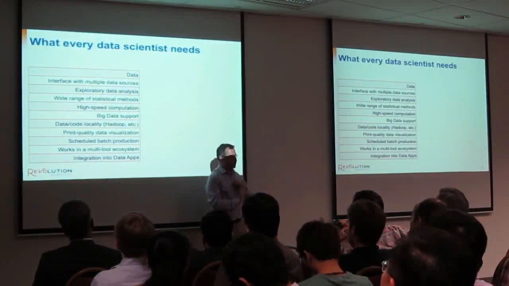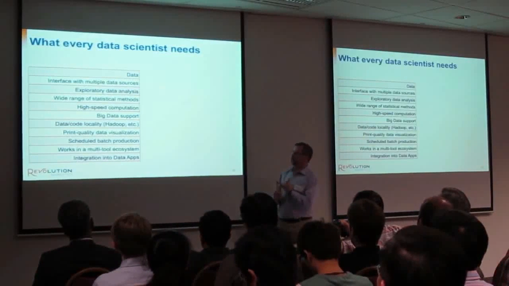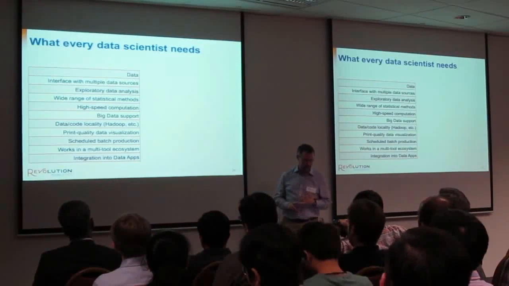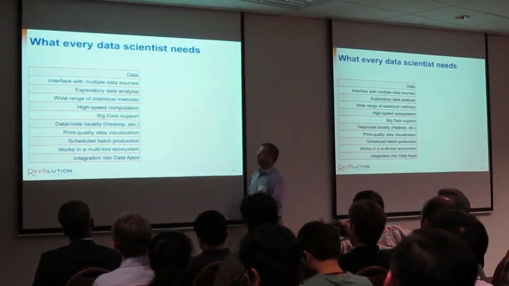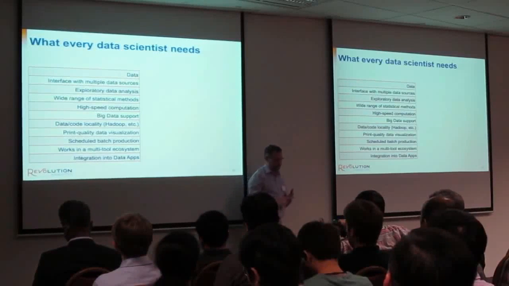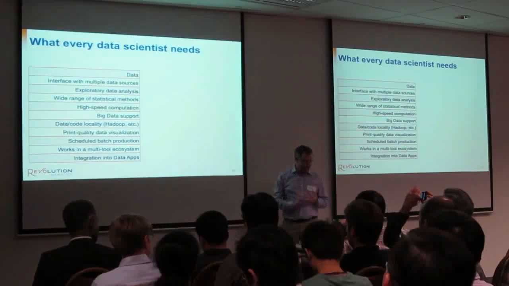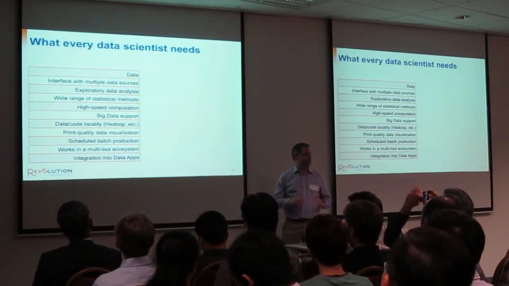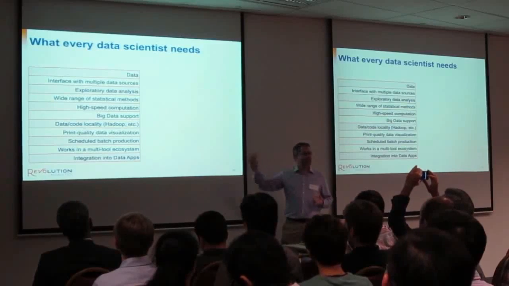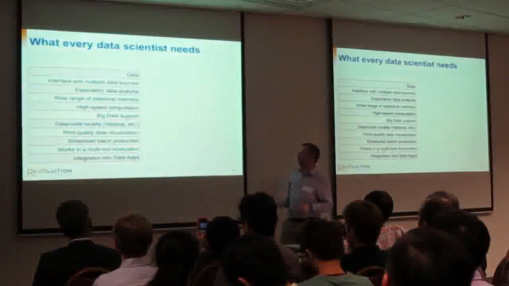So to summarize, what does a data scientist need? Data scientists need data, obviously, but importantly need to be able to interface with lots of different kinds of data sources. A data scientist needs to be able to do exploratory data analysis, get their hands to work with the data, see what's in there. Needs access to a wide variety of statistical methods that run fast and work with big data, and the ability to actually run those within a data appliance or a Hadoop ecosystem by moving code to data.